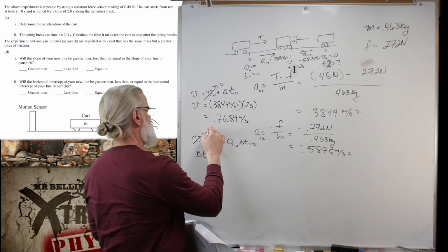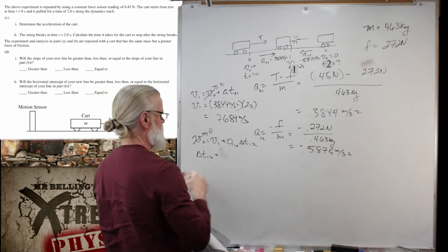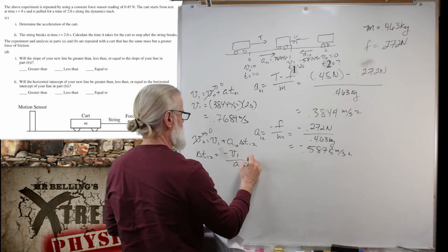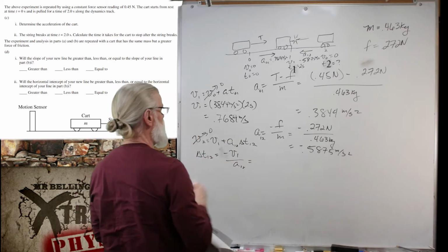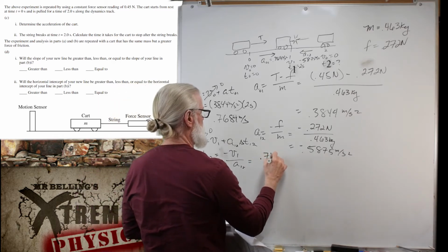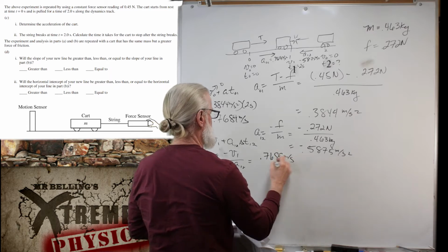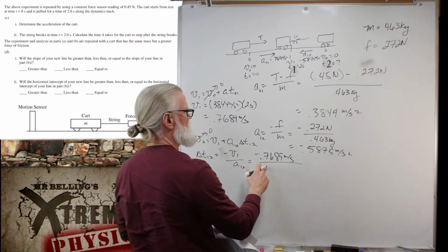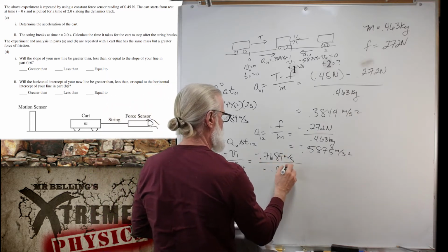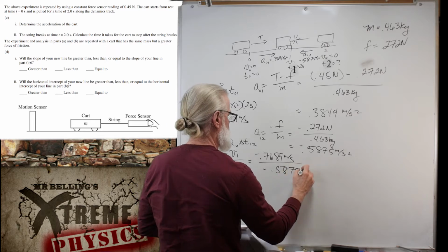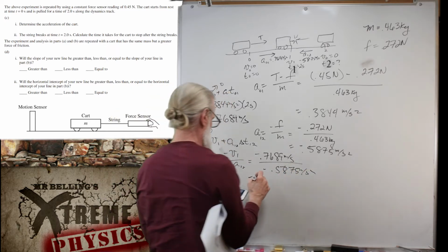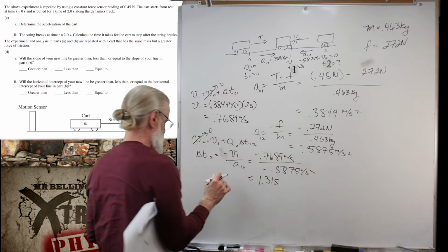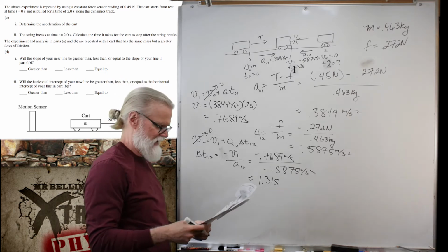V2 is 0. All right. So this is minus V1 over A from 1 to 2. And V1 is 0.7689 meters per second divided by, that's negative, because the acceleration is negative 0.5875 meters per second squared. All right, so I got like 1.31 seconds.